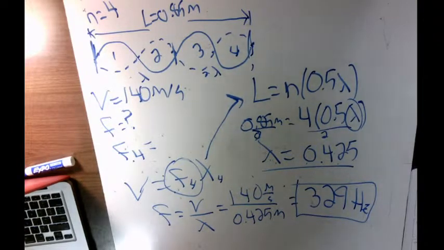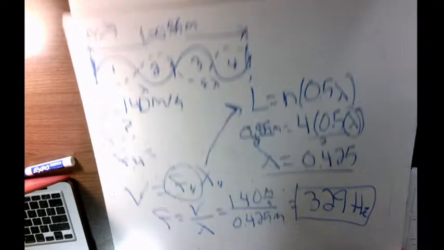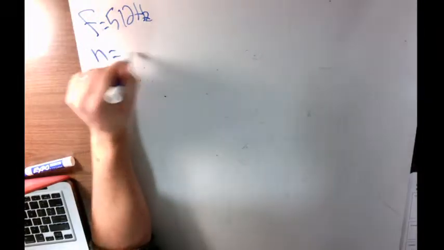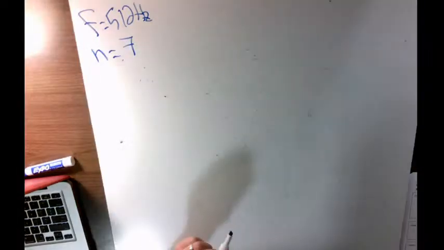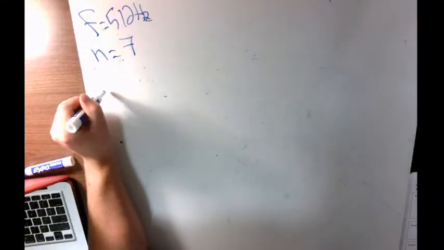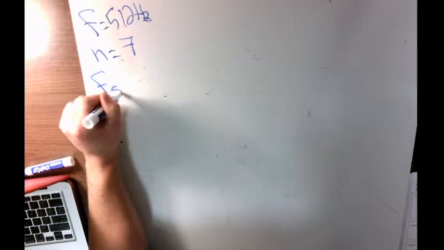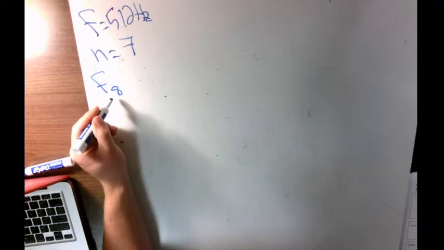Okay, let's move on to our next question. When the source frequency vibrates at 512 hertz, so they're now telling us our frequency is 512 hertz, a stretched string resonates at the 7th harmonic, so n equals 7. What is the next resonant frequency? We're looking for F8. That would be 8 comes after 7, our next frequency.